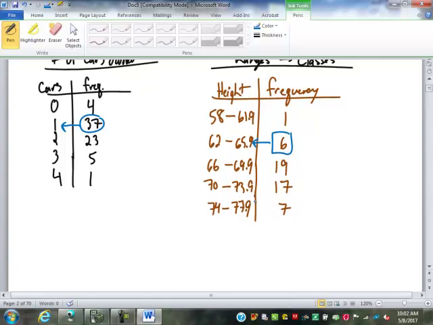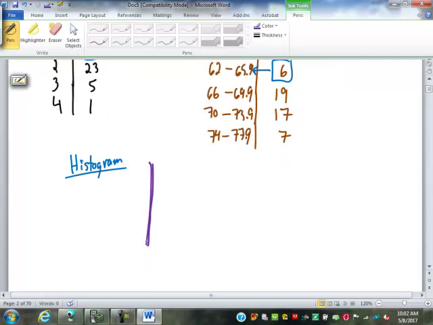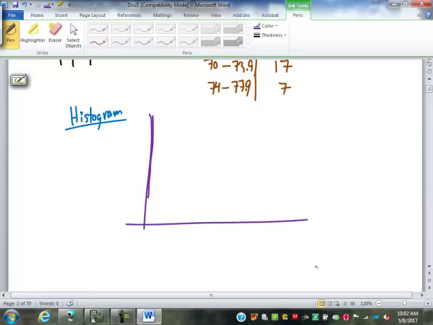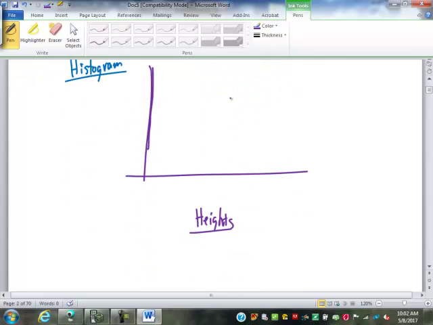So we can graph these as well. It's not called a bar graph anymore. For numerical data, it's called a histogram. So in a histogram, it's always going to be vertical. So our heights are going to be listed across the bottom here. Now, I'm doing this one over here, obviously. So we're going to list 58 to 61.9.